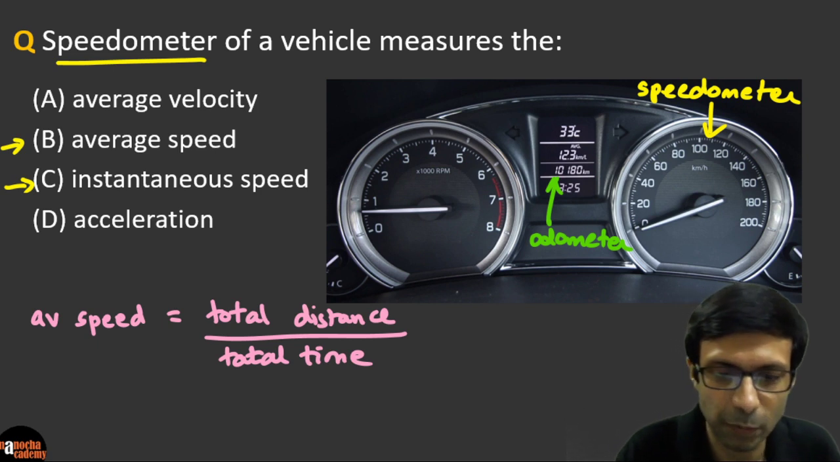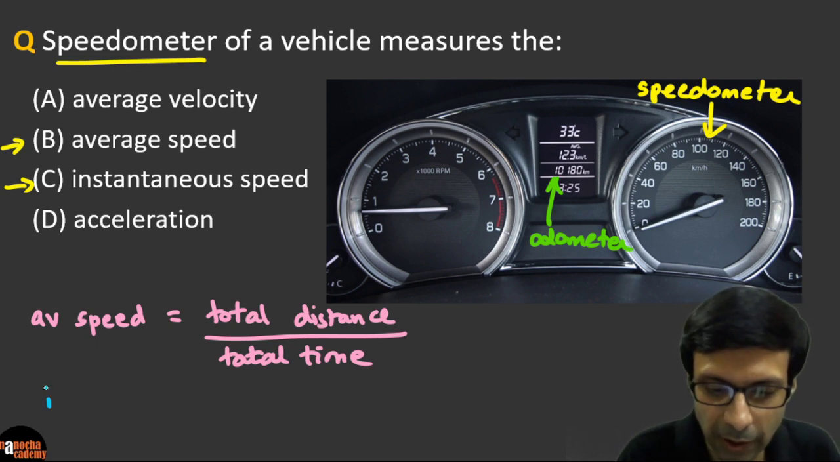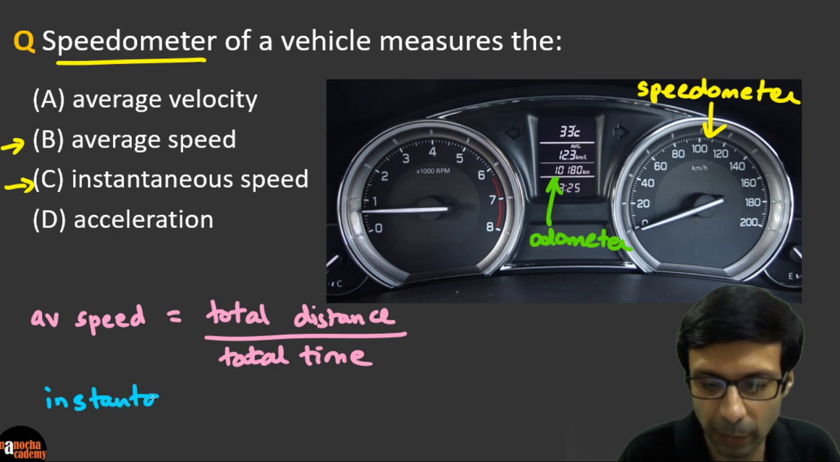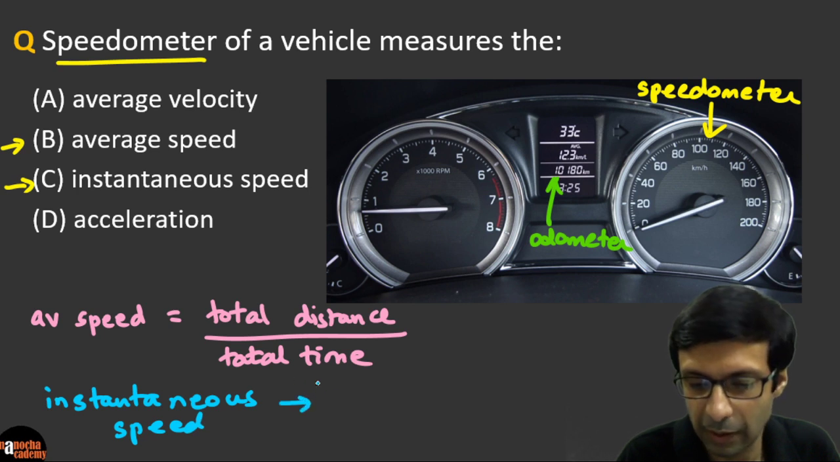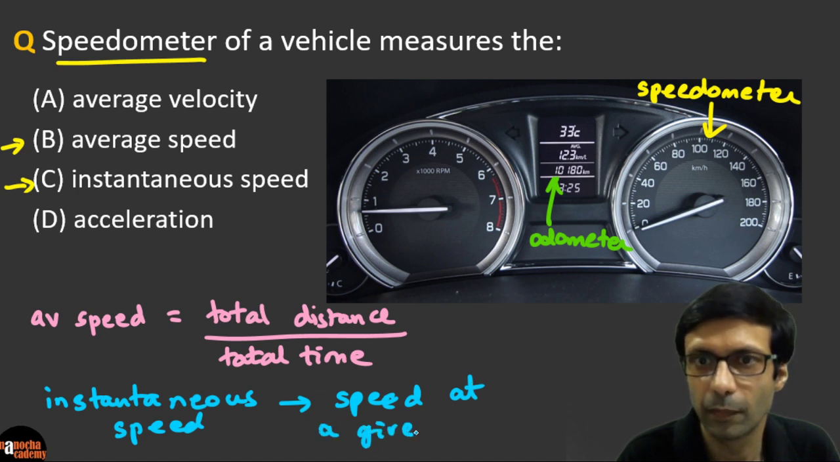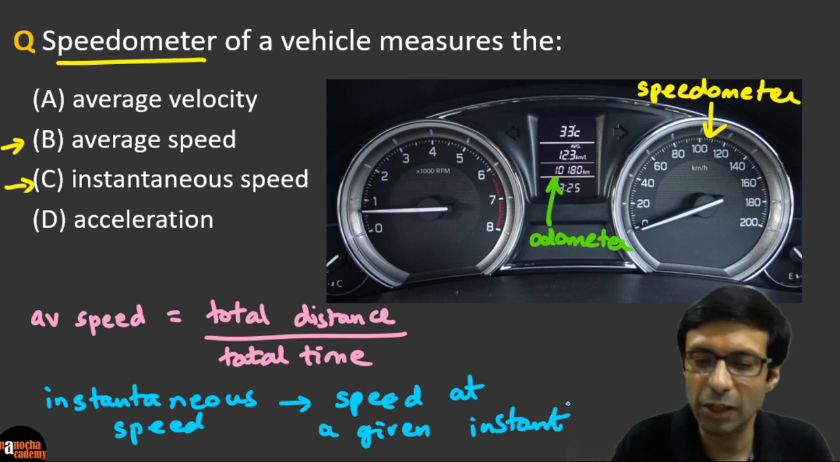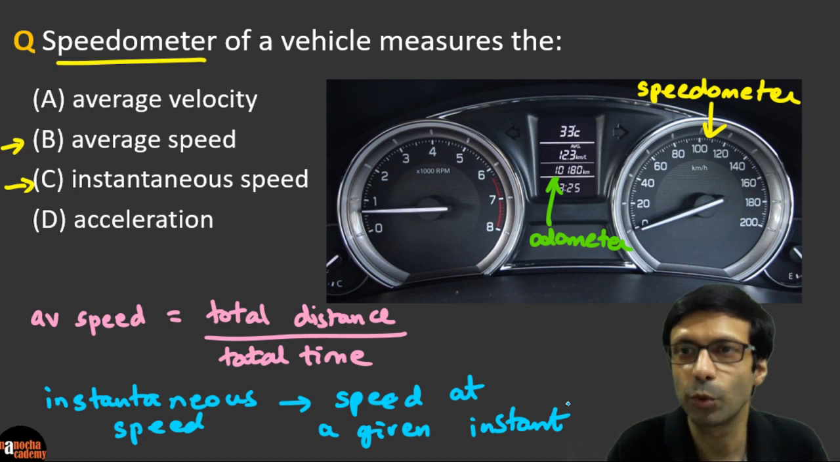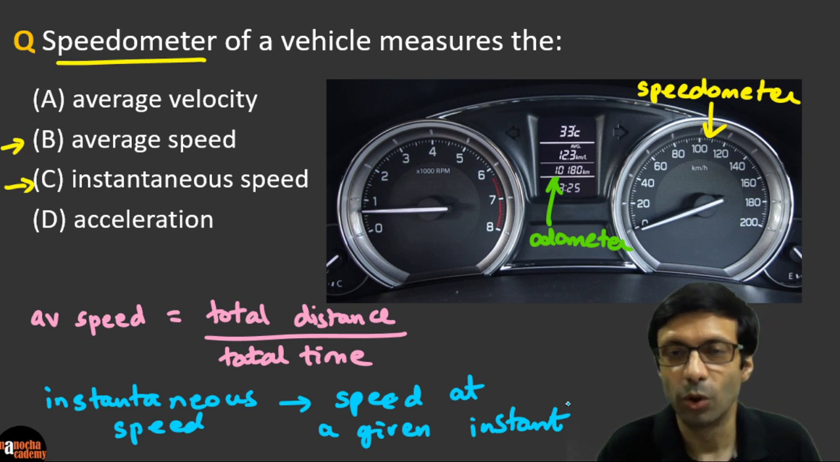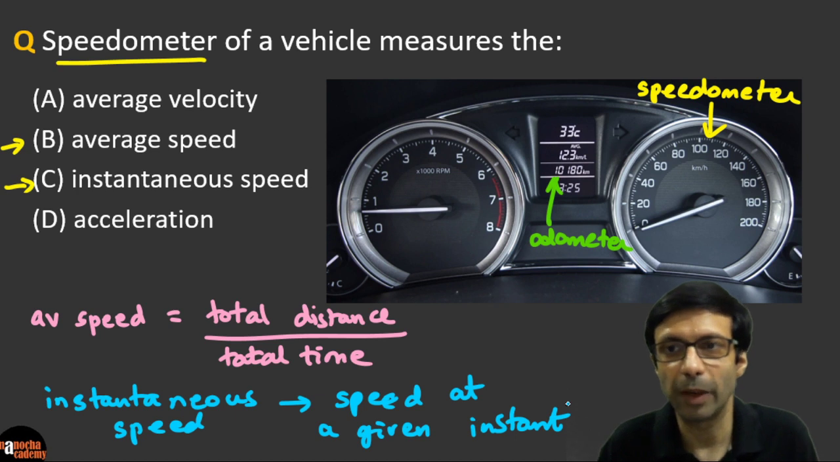But instantaneous speed, what does that mean? This term means instantaneous speed. It's a very important term. It simply means the speed at that instant. So, speed at a given instant. Given instant means, let's imagine you're traveling in this car and this is your dashboard here. If I ask you what is the speed right now at this instant, that is called the instantaneous speed. So if the car is stopped, the instantaneous speed will be 0.